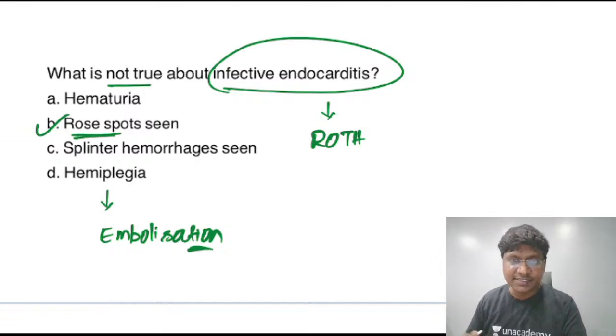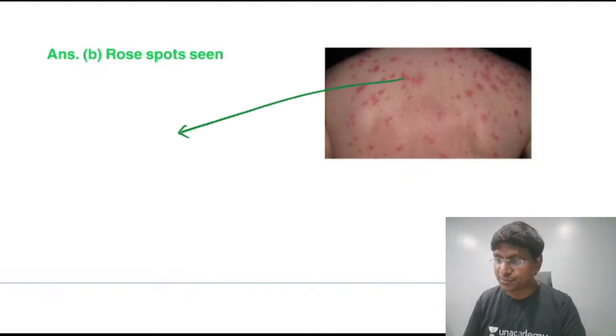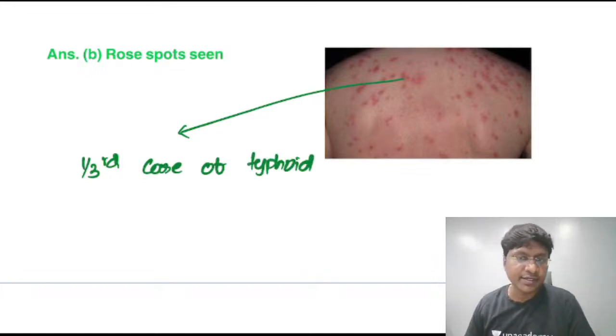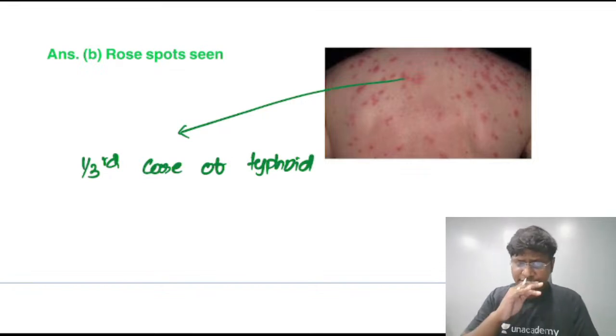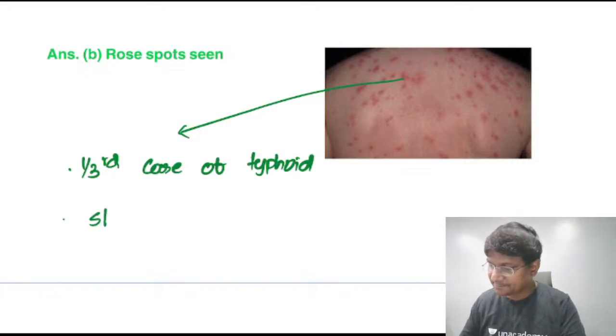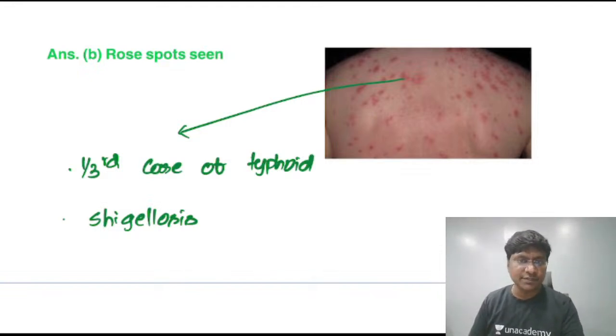Now, where do you come across these rose spots? What are the conditions where you come across them? You come across these rose spots in one third of cases of typhoid fever who have not been treated. And not only that, you can see these rose spots in other conditions like Shigella. Even in shigellosis, you can have rose spots. So these two are the differential diagnosis for the appearance of the rose spots.